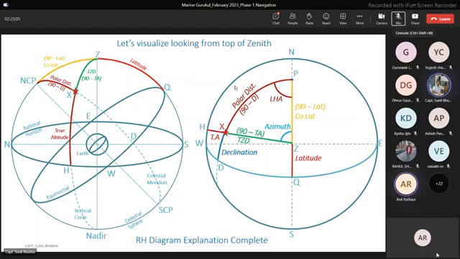And if you see now, the angle P of that triangle, which is made on the right side, will not be equal to LHA. LHA is always measured westwards. Whether body is east of you or west of you does not affect the LHA. LHA will be measured westwards. It will be more than 180 in that case. And you see angle P in that case will not be equal to LHA. It will be equal to 360 minus LHA.